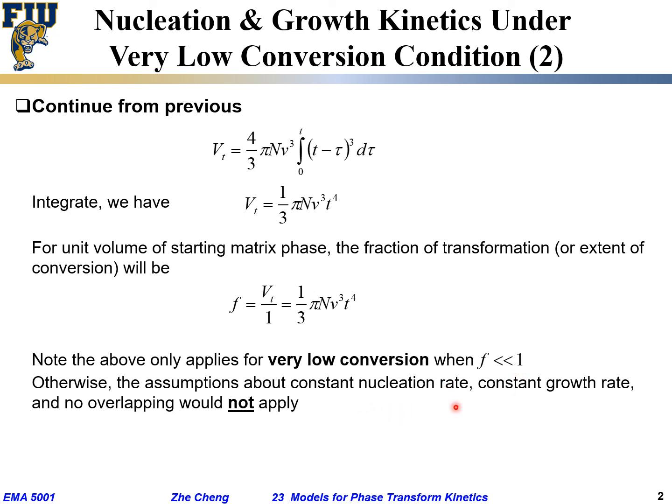Otherwise, you cannot assume constant nucleation rate because it's going to impact. You cannot assume constant growth rate, as you can imagine the precipitates may bump into each other and stop. The constant growth rate is no longer true. And also you neglect the overlapping case. Okay, if there's overlap, then it means new nucleation cannot happen, and it means this equation will not apply. Okay.